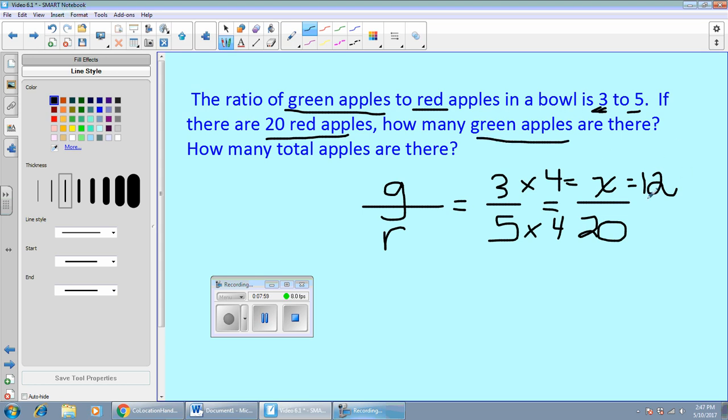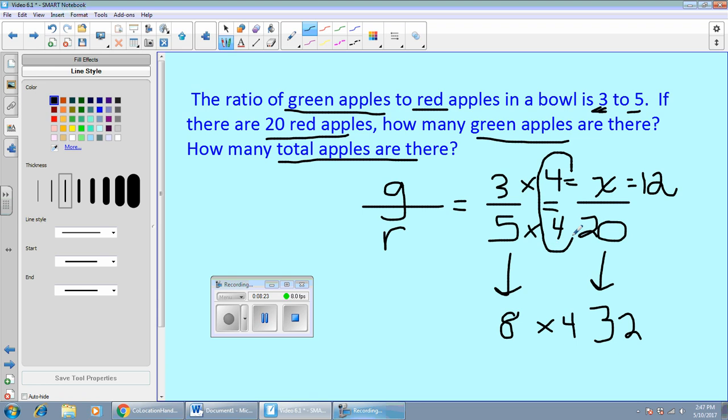Well, that's the first part of this question. The second part of the question is how many total apples are there? Well, there's 8 total apples in our first ratio. And when we figure out that there are 12 green and there are 20 red, altogether that makes 32. And look at that. 32 is 4 times 8. And we noticed that we had 4 times as many of the red and green apples. So your total is also 4 times the original total.